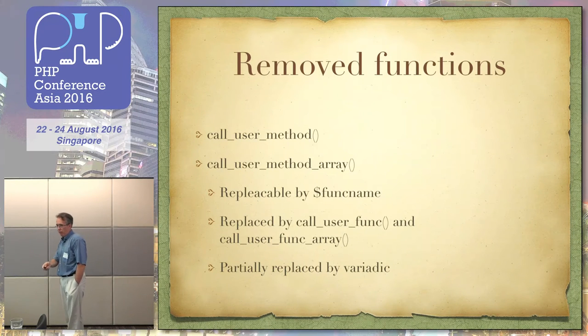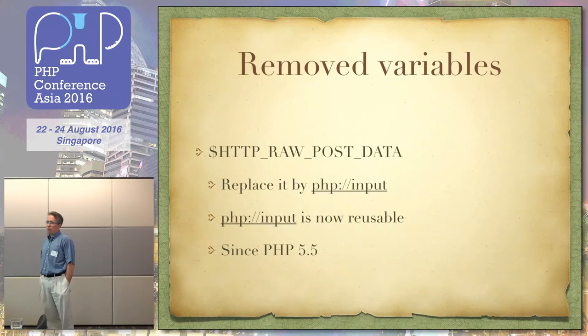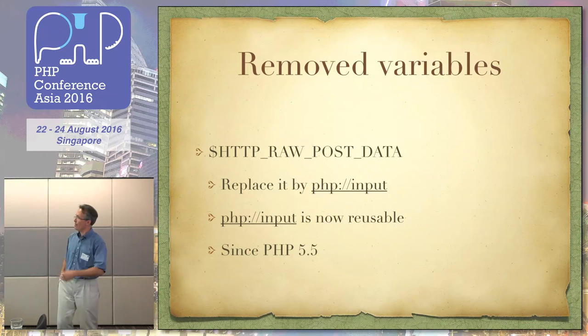No, they can remove variables. Well, there's only one example, okay? But in PHP 5.5, HTTP_RAW_POST_DATA has been completely removed. Usually you don't use that, okay? This looks like the old... who's been using PHP 4? One? You're really good at raising your hand.